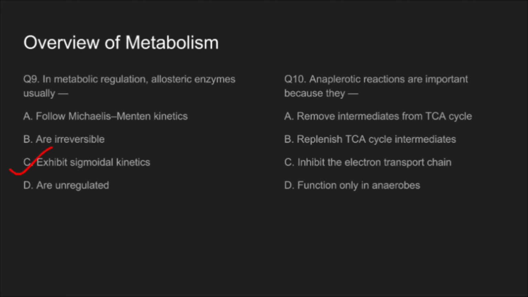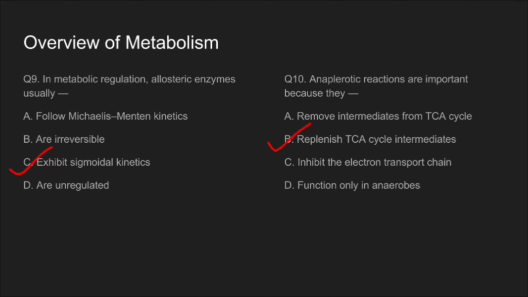Anaplerotic reactions are important because they: A, remove intermediates from the TCA cycle; B, replenish TCA cycle intermediates; C, inhibit the electron transport chain; D, function only in anaerobes. So the correct answer for this question is B, replenish TCA cycle intermediates. Anaplerotic reactions, like the conversion of pyruvate to oxaloacetate, maintain the TCA cycle balance during biosynthesis.